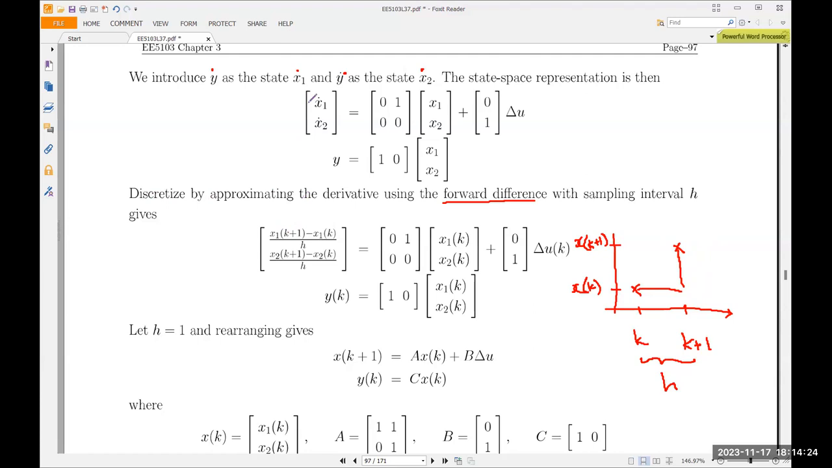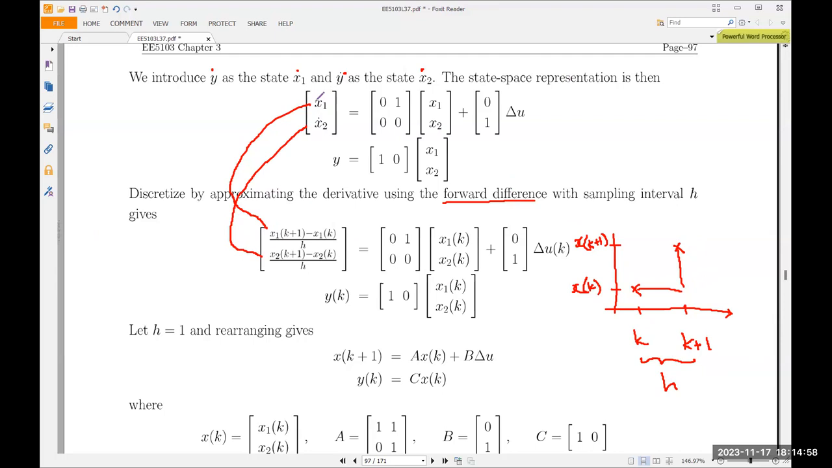So this is x1. This now is replaced by this: x1 at k plus 1 minus x1 at k, which means this value minus this value will be this vertical, divided by h, which is the horizontal. So this would be the gradient. That's why this is replaced by this, and then this would be replaced by this. So this is the straightforward forward difference to approximate your differentiation.